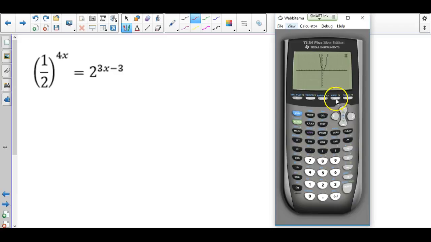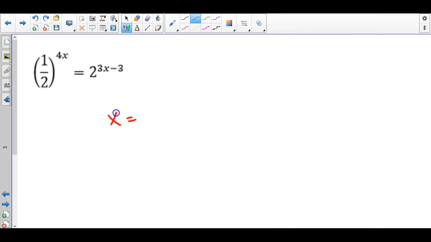So I'm going to press second and trace. Again, go to intersect. And first curve, second curve. My guess is somewhere in that region. And there's my x value. So that is our answer. X is 0.429.